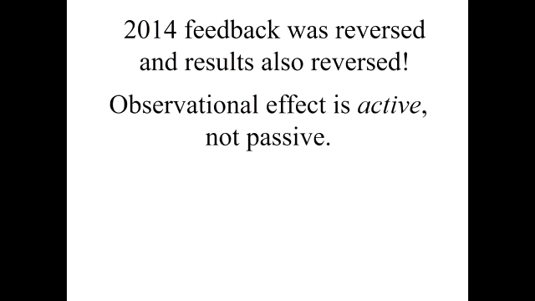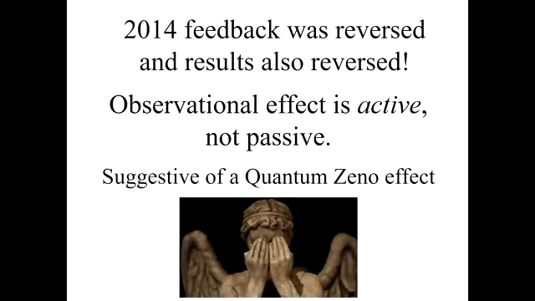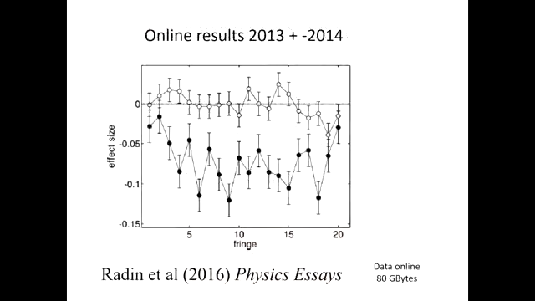So this suggests that the observational effect we're looking at is an active effect. It's not simply that consciousness collapses the wave function, but more that it's something like a quantum Zeno effect, and it steers the direction that you're going. So when you take the overall results from 2013 and 2014 and you reverse the sign of the results in 2014, you get a very healthy result for people and very close to chance for the robot sessions.